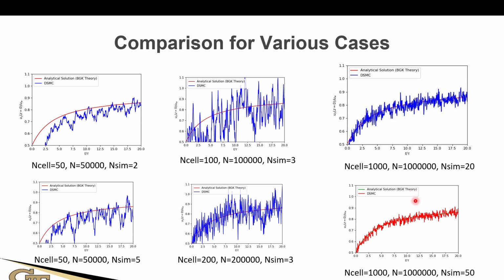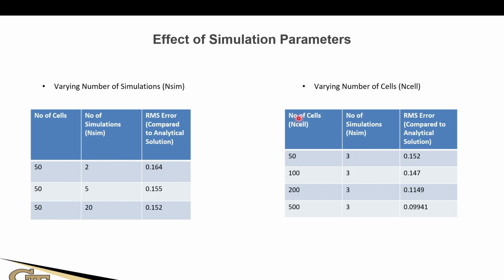And these two graphs are for the super high resolution cases, when we have 1,000 cells and 10^6 particles, and run over 20 simulations and 50 simulations. You can see they are pretty close to the actual analytical solution from BGK theory. And this is a table for the effect of simulation parameters. As we see, if we increase the number of simulation runs and average them, we get lower RMS error due to the statistical nature of the simulation. And as we increase the number of cells, the RMS error decreases drastically as well.